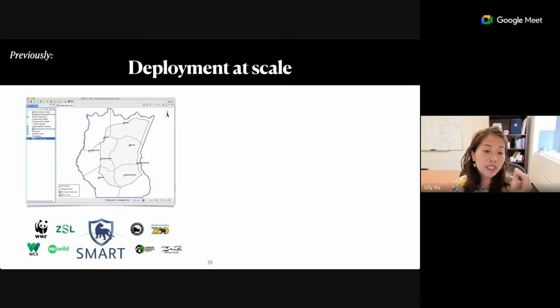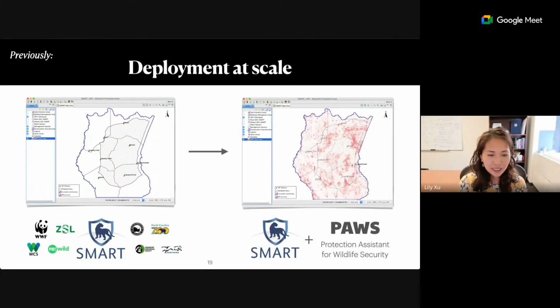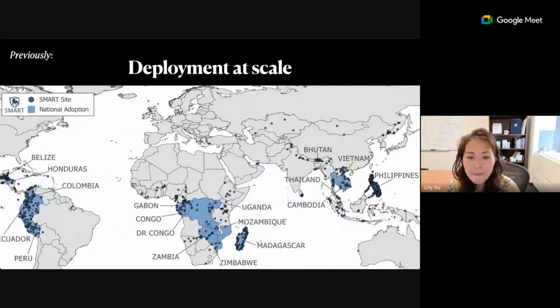So the observations that rangers track are stored on this database system known as SMART, and we integrated our predictions as a plugin onto the system so that people were able to generate their predictions on their own without having to go through us as an intermediate.